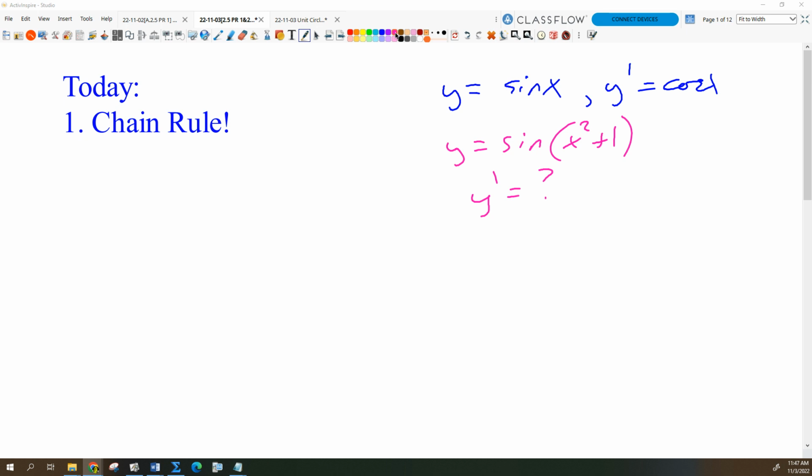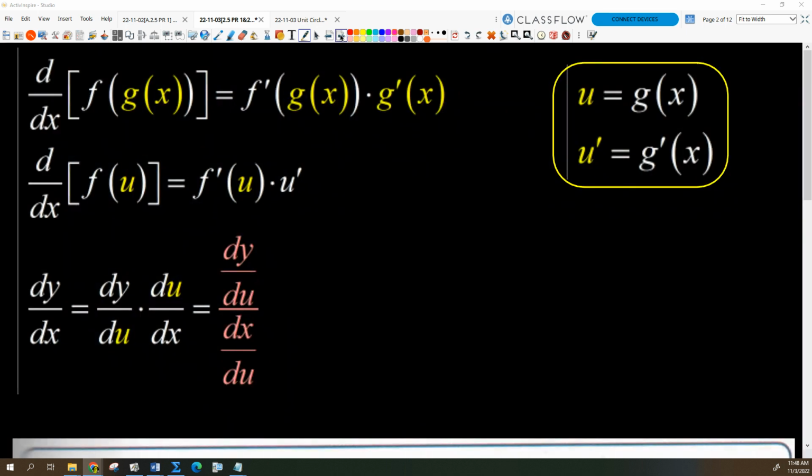Because now we've got a function inside our sine function. We have a composition of functions, and so our rule doesn't allow for that. Our wimpy little rule is only sine x. We don't know how to deal with sine of a function of x. Okay, so that's what the chain rule does. The chain rule is really pretty simple.